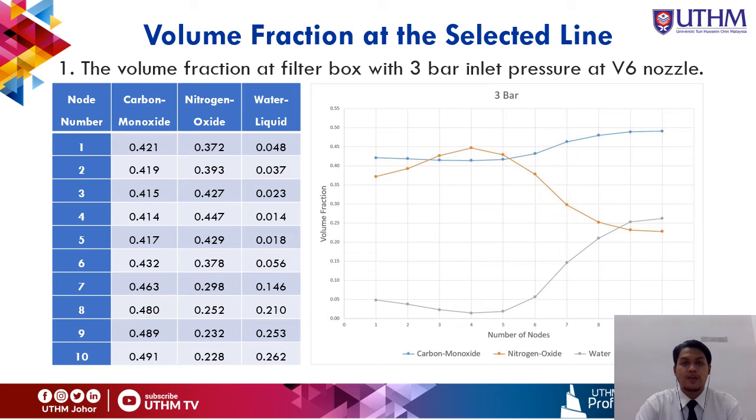Comparing all the three results, 2 bar pressure shows the decreasing volume fraction for the carbon monoxide and nitrogen oxide. It also gives the highest volume fraction of water liquid. The 2 bar is the most suitable for the V6 nozzle. It can be seen through the water liquid volume fraction, which is 2 bar gives the most value of volume fraction. It means that 2 bar has better water spray particle than other inlet pressures of the nozzle.